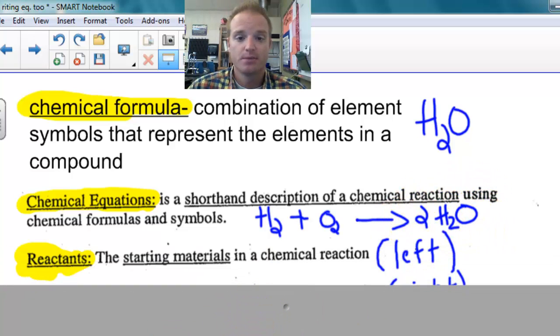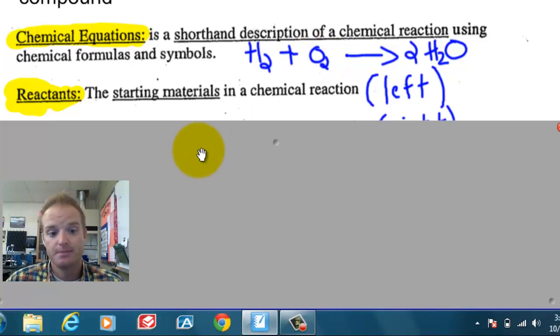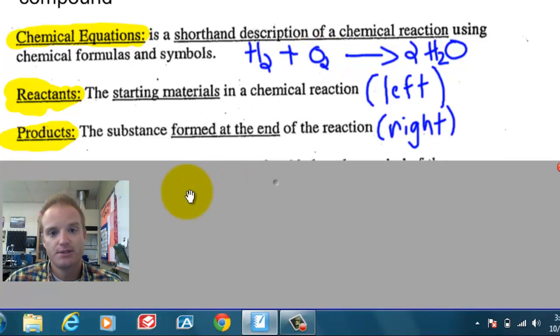So we have a couple parts of our chemical equation. We have the reactants. The reactants are the starting materials in a chemical reaction. You see here they're on the left, so H2 and O2. Those are our reactants. That's what we start with, what's going to react. Next we have the products. Like in math, you multiply 2 things together, you get a product. So a product is the substance formed at the end of a reaction. So it's going to be on the right. On the right-hand side here, we have our water. That is our product. It's what's formed after our chemical reaction has taken place. So those are the big parts of a chemical equation.